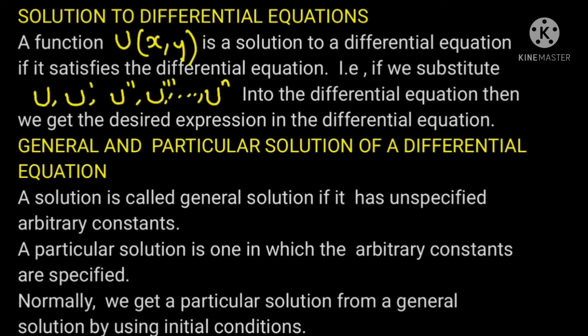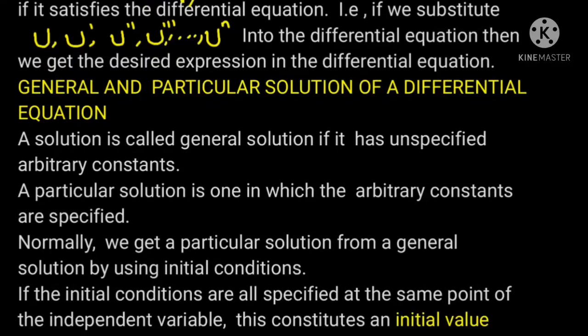There are two types of solutions to a differential equation. It can either be a general solution or a particular solution. A solution is called general if it has unspecified arbitrary constants. A particular solution is one in which the arbitrary constants are specified. Normally, we get a particular solution from a general solution by using the initial conditions.